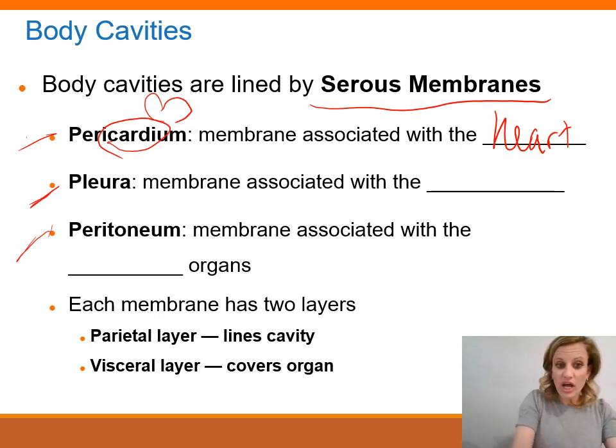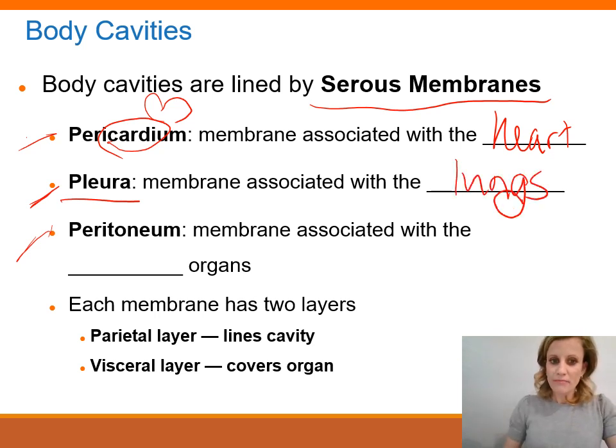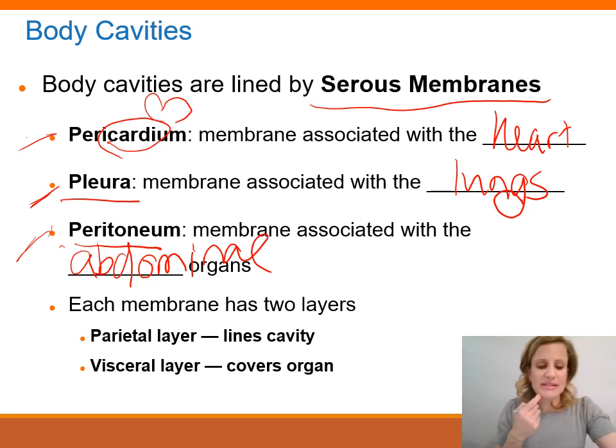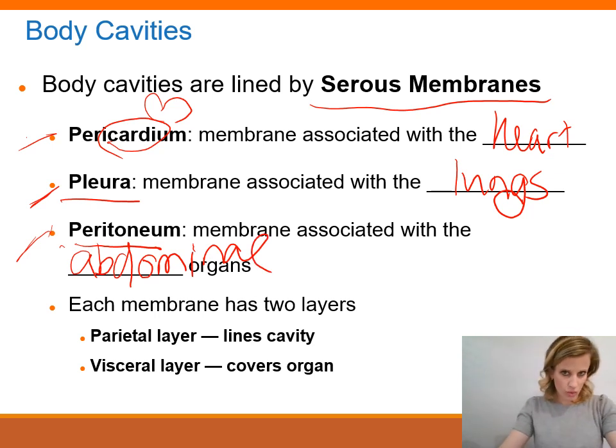The pleura is the membrane that's associated with the lungs. And the peritoneum is the membrane that's associated with the abdominal organs, or you could say the digestive organs.